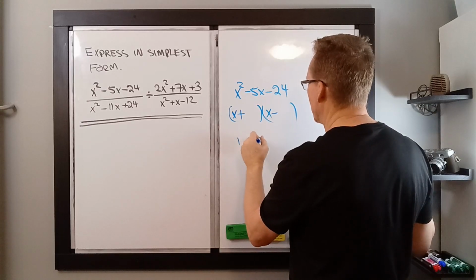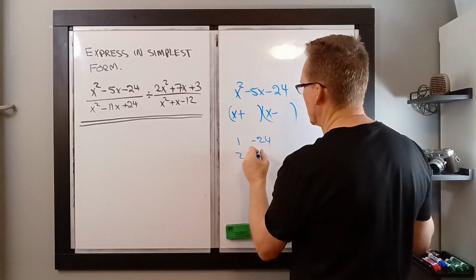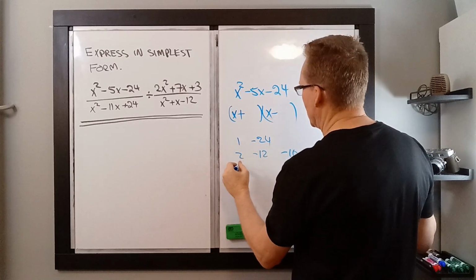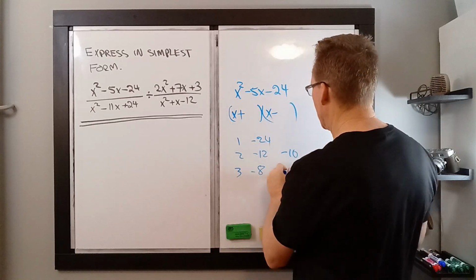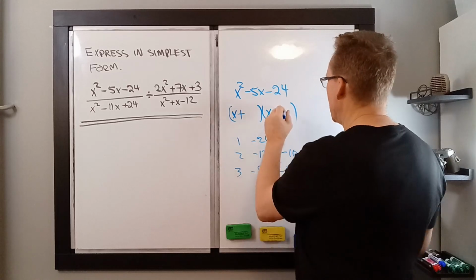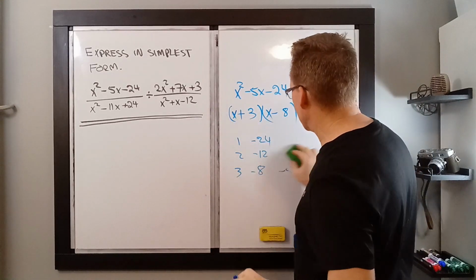24 could be 1 and 24. Well, that's way too big. 2 and 12, minus 12, that would be minus 10 if you add them. And what else is there? 3 and 8. If it's minus 8, this would be 24, and this would be minus 5. Aha, we found it. So it's 3 and minus 8. So this would be x minus 8 times x plus 3. Let's check everything out to make sure it works.